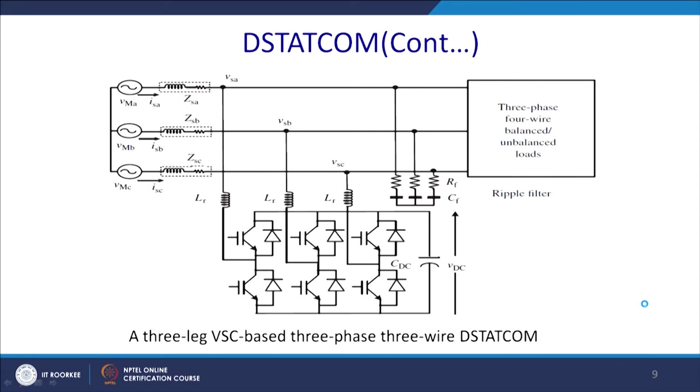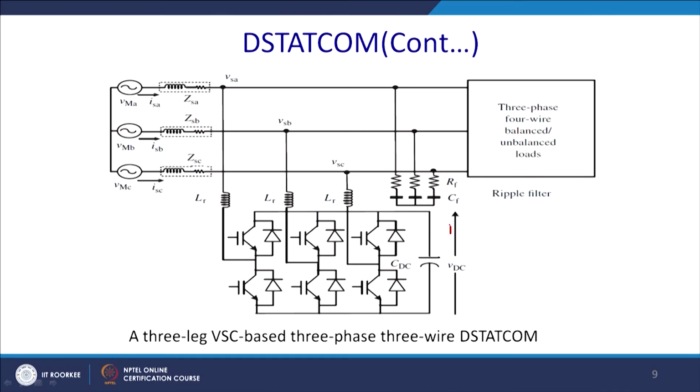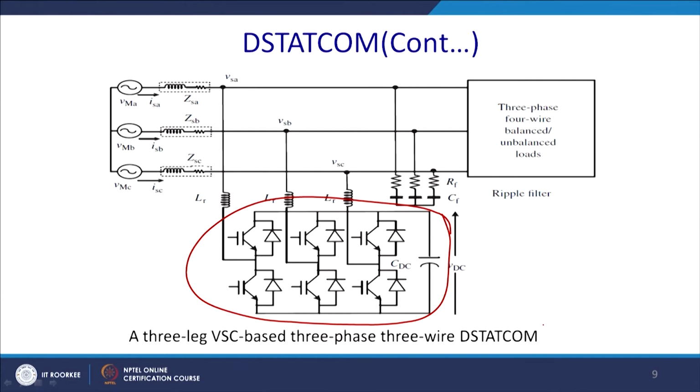Now, this is the overall configuration of the DSTATCOM. You have a 3 phase 4 wire balanced or unbalanced load, and you may be feeding a highly inductive diode based rectifier, and this is your DSTATCOM. So, it is a voltage source current control inverter. This is a 3 leg VSC based 3 wire DSTATCOM.